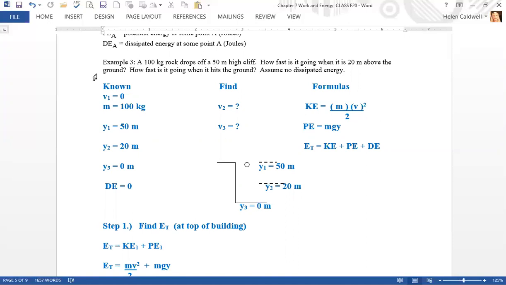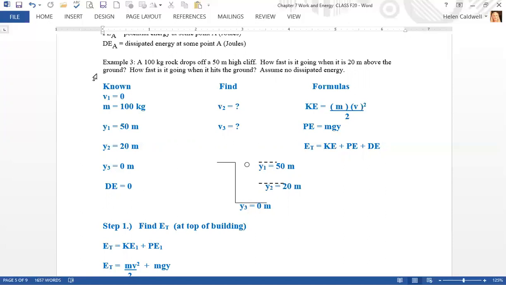So what do we know? We know that our starting velocity, V1, is 0. Our mass is 100 kilograms. We know our starting altitude above the ground, Y1, is 50 meters. And we know our other two altitudes. Y2 is 20 meters and Y3 is 0. And we have 0 dissipated energy. And what we want to find are the other two velocities. Velocity at point 2, which is 20 meters above the ground, and velocity at point 3, which is at ground level. So kinetic energy is mv squared divided by 2, and potential energy is mgy.